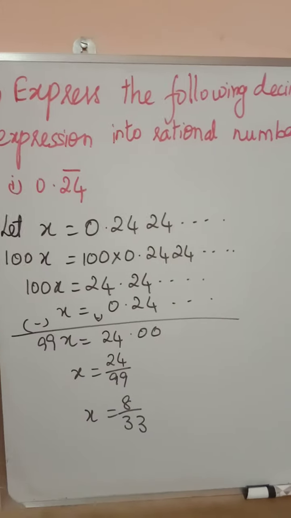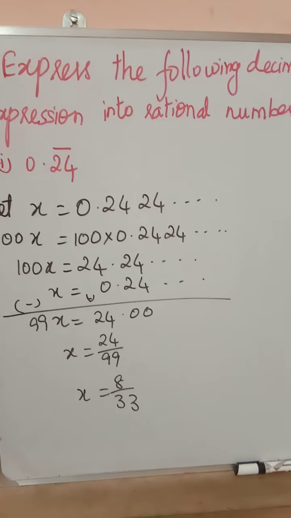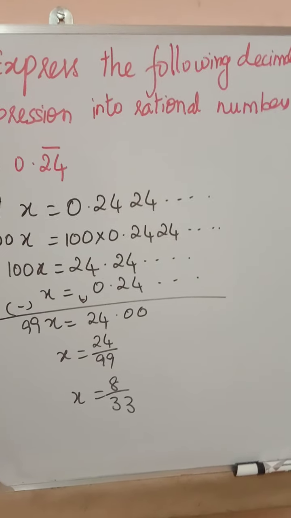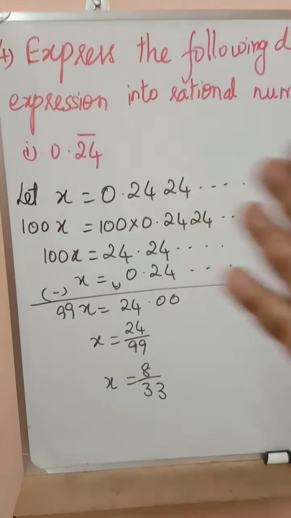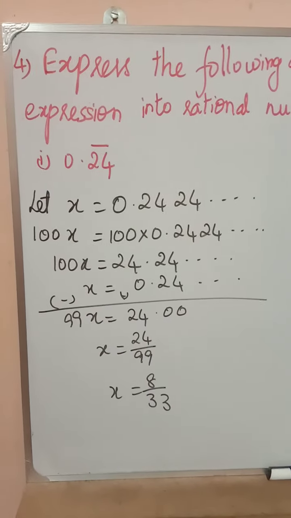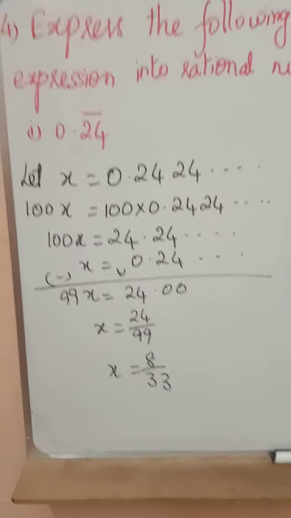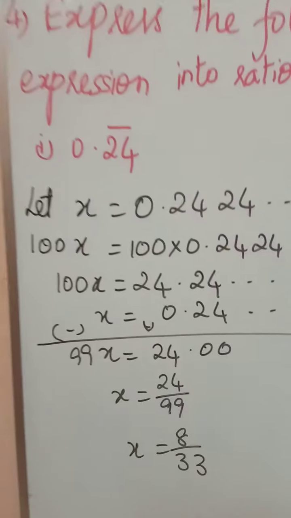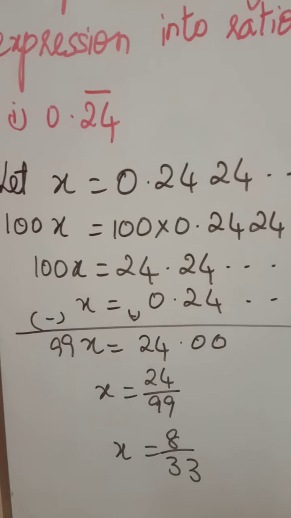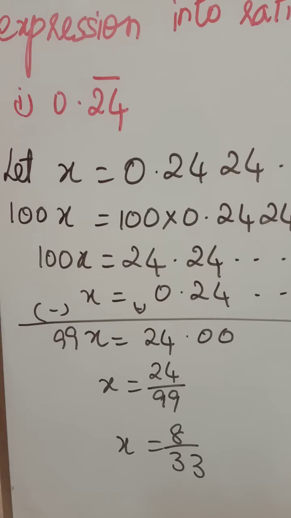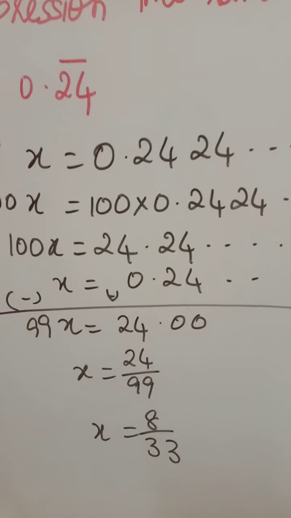Question number 4. Express the following decimal expressions as rational numbers. Till now a rational number was given and we converted it into decimal. Now the decimal is given, and we have to write it as a fraction. The procedure is common for all the sums, so listen carefully and understand the procedure. It will be easy for you to do the same for all the sums.